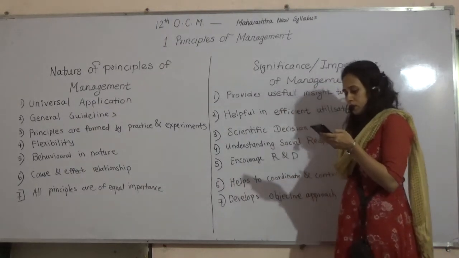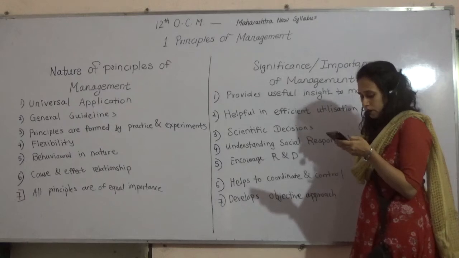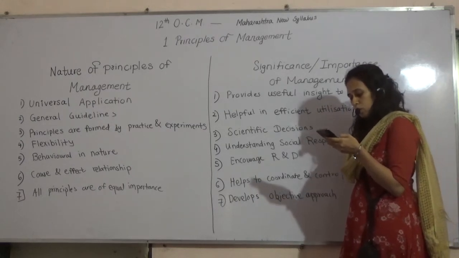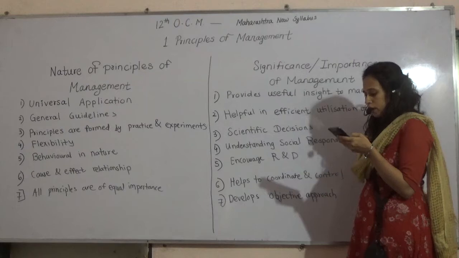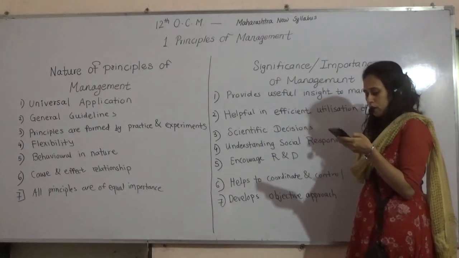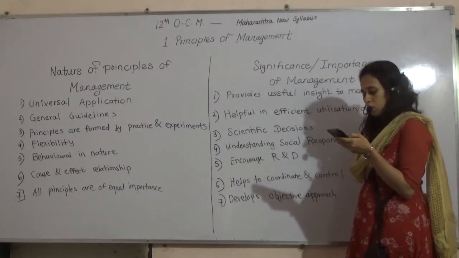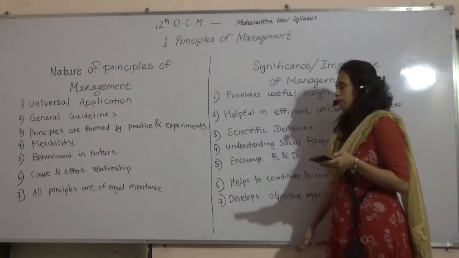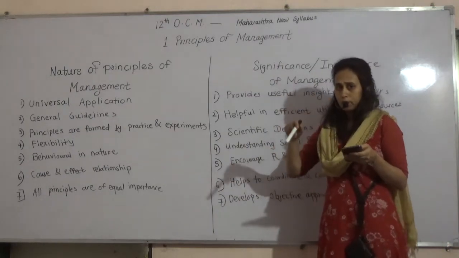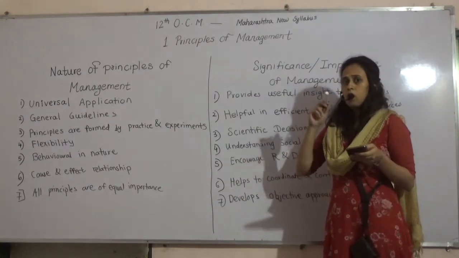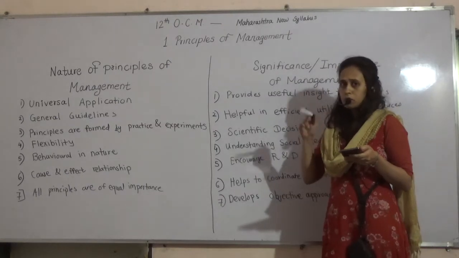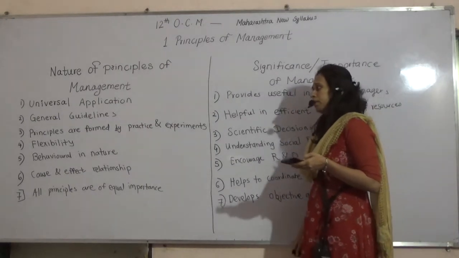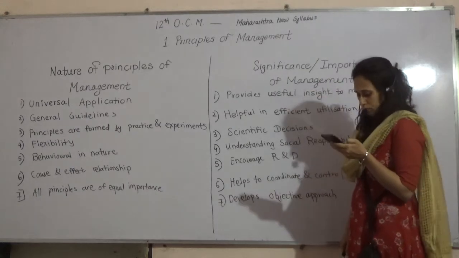Next, behavioral in nature. Management is a group activity. It aims at achieving certain goals through a group of human beings. Management principles are designed to influence human beings. These principles control a group of persons and direct them to achieve the objective. Behavioral nature means it is a group activity. They observe the behavior of people, of employees in the group, and that's why it is called behavioral nature.